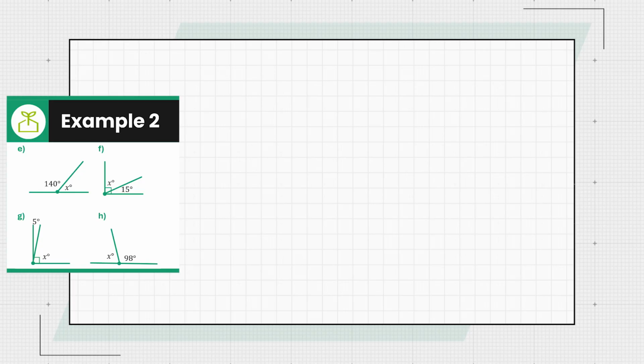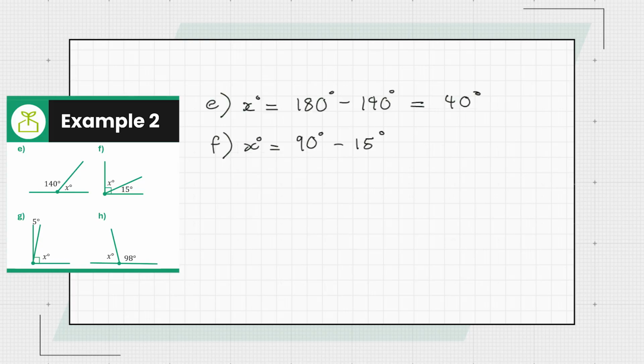Alright, let's get started. So we're looking at E as our first one, and we can see it's a straight line. So x is going to be equal to 180 degrees minus 140 degrees. Okay, so x degrees is actually going to be equal to 40 degrees. For F, we have a right angle, so that we know x degrees is going to be equal to 90 degrees minus what we know, which is 15 degrees, and that's going to be equal to 75 degrees.